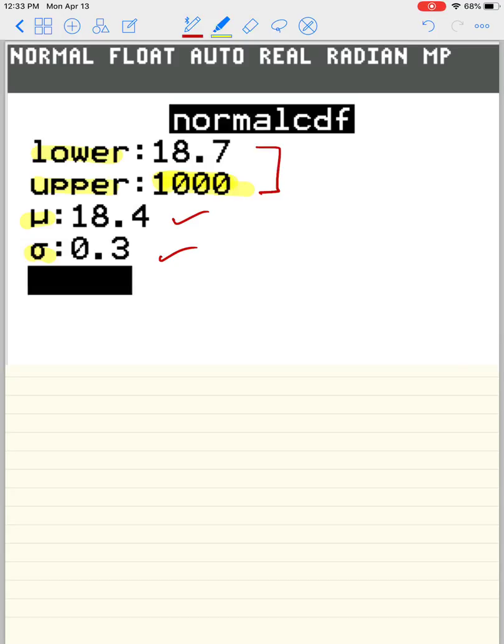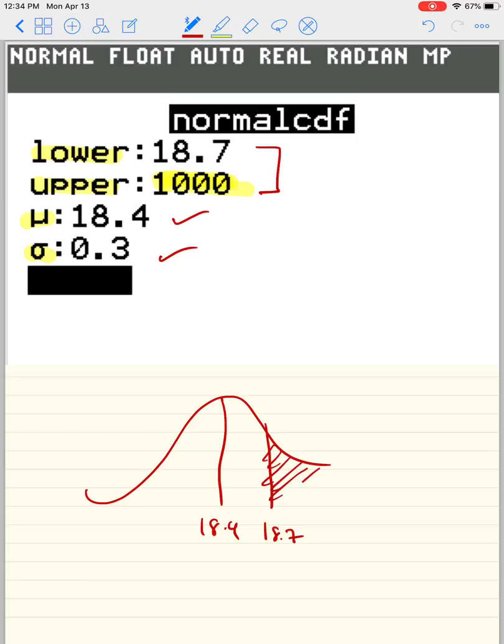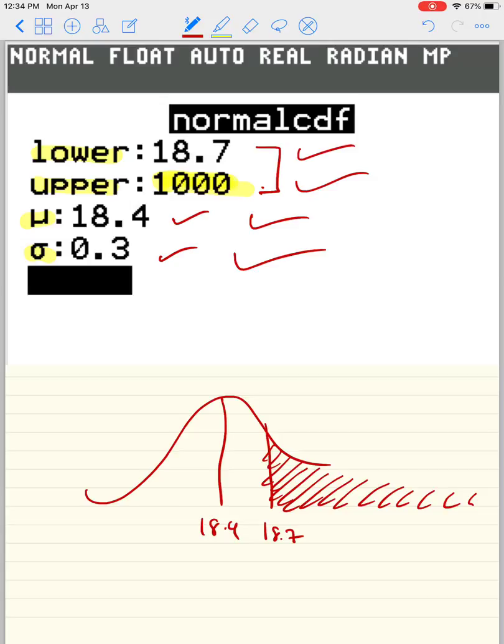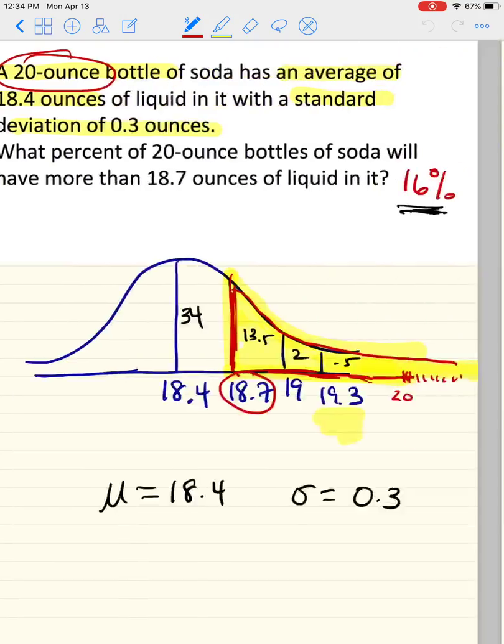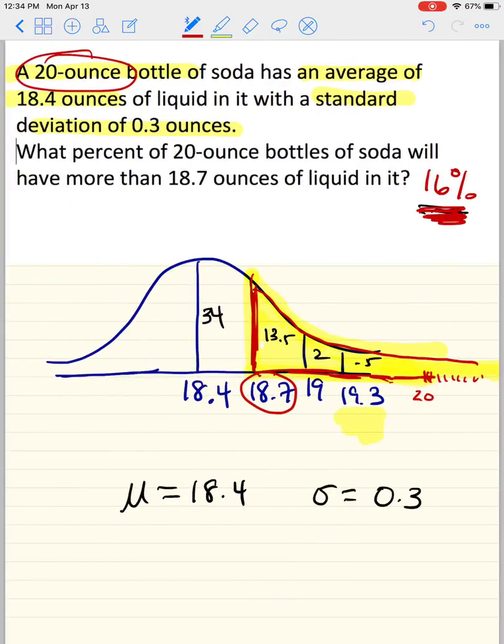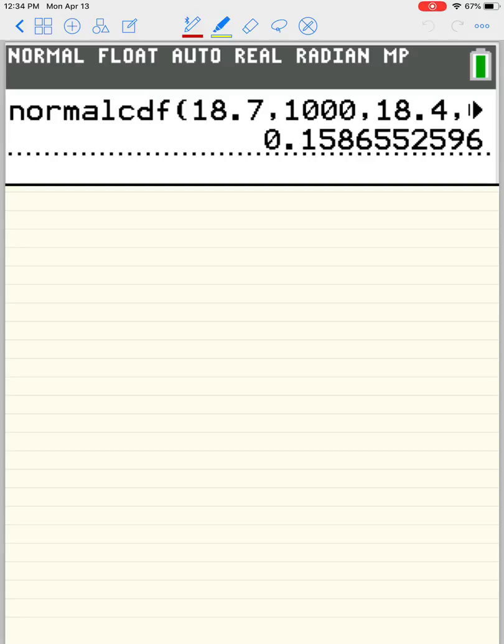So my lower is 18.7, and remember the mean is 18.4. One standard deviation, you add 0.3, and it says or more. I picked 1,000. 1,000 is so far out that I'm guaranteed to get the probability. So this is your lower number, this is your upper number, this is your mu, and this is your sigma. You press paste, and then you press enter again. Once you do that, this normal CDF gives you 0.158655, and we said it was 16%, but that was an approximation. Now we have a more precise answer.